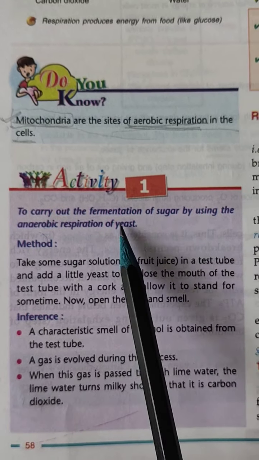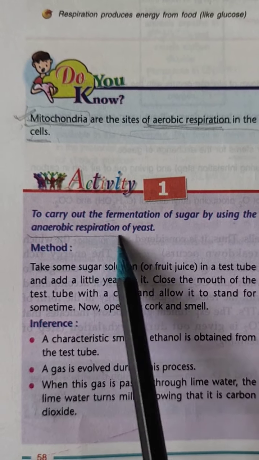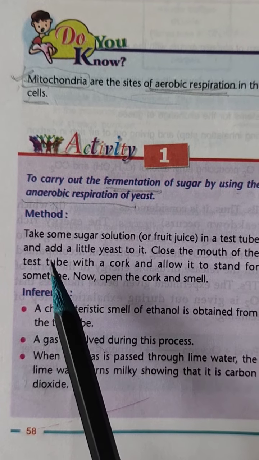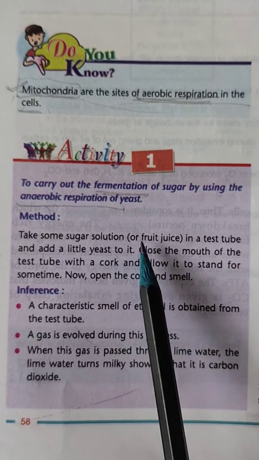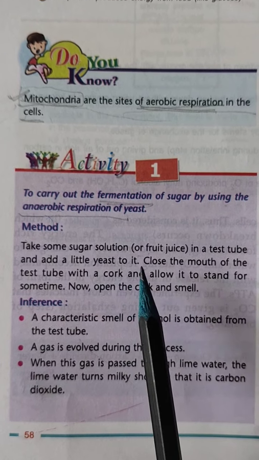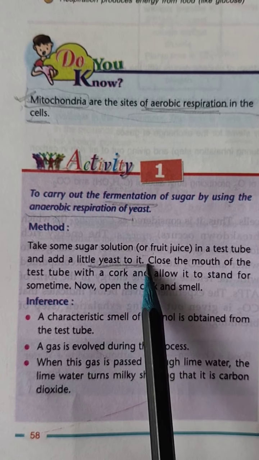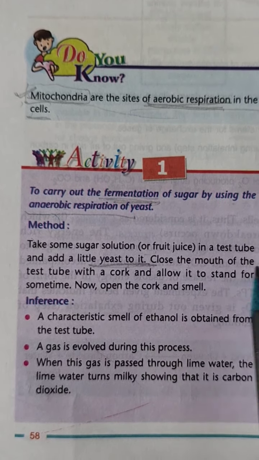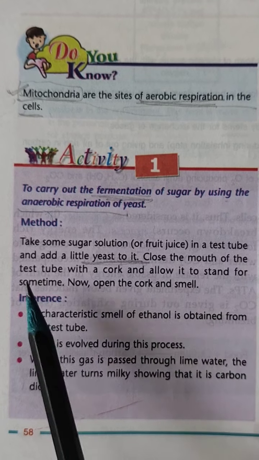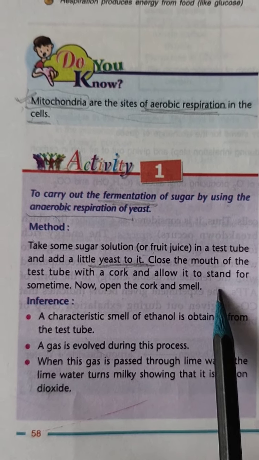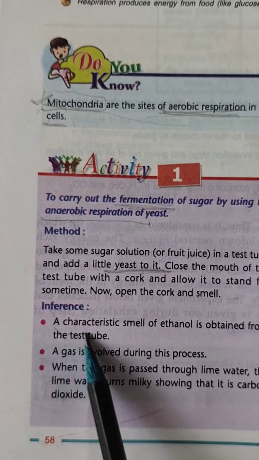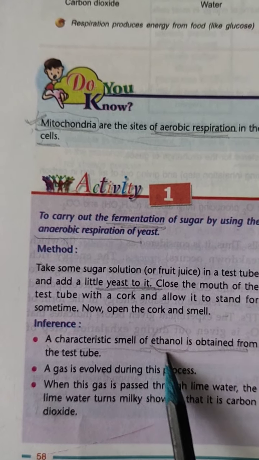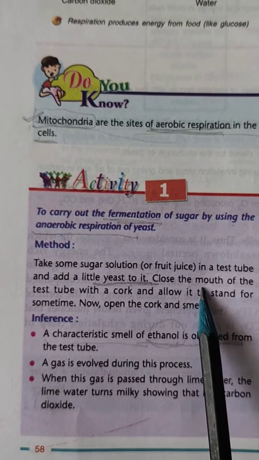To carry out the fermentation of sugar by using the anaerobic respiration of yeast. How could fermentation take place? Method is, take some sugar solution or fruit juice in a test tube and add a little yeast to it. Yeast is added for doing fermentation. Fermentation कौन करेगा? Yeast करेगा. Close the mouth of the test tube with a cork and allow it to stand for some time. Now open the cork and smell. What will you observe? You will observe a characteristic smell of ethanol. Ethanol का एक अलग सा smell होता है which will be obtained from this test tube.